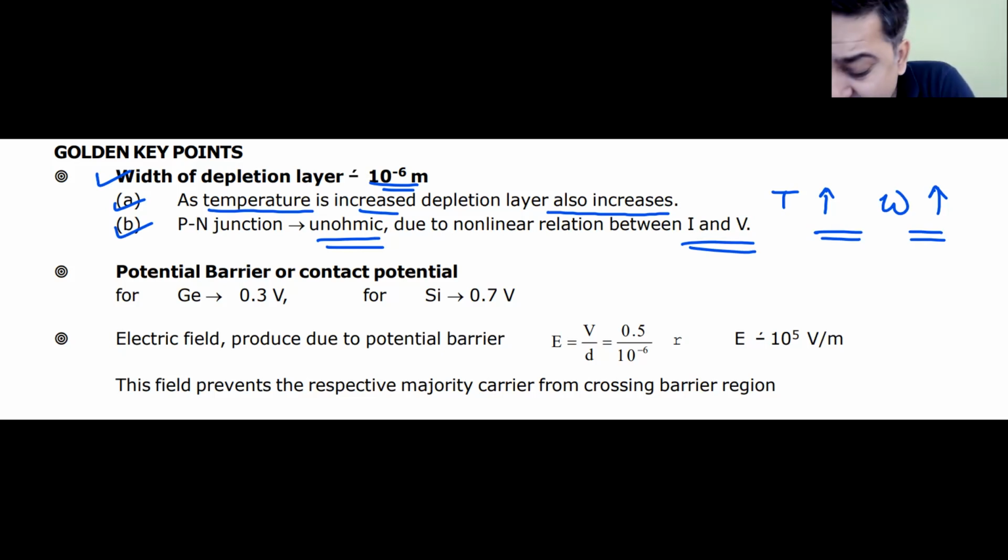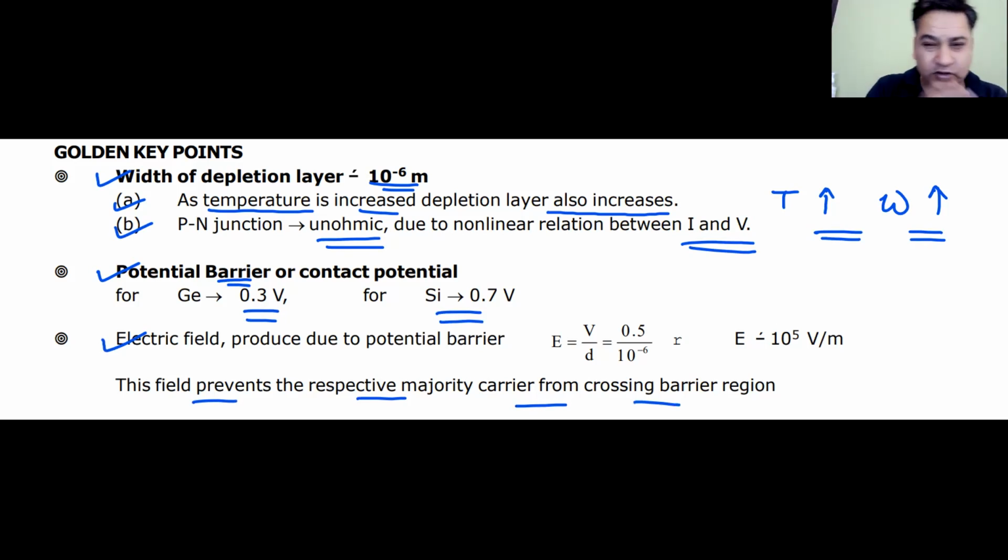The next thing that you must understand is something known as the potential barrier. If I have to move from one side, from the P side to the N side, or from the N side to the P side, how much energy or potential do I need? So the potential barrier for germanium is 0.3 V, for silicon it is 0.7 V. No one is going to ask you this. Just remember this. Electric field, no one is going to ask this. This electric field prevents the charges from crossing over to each other.